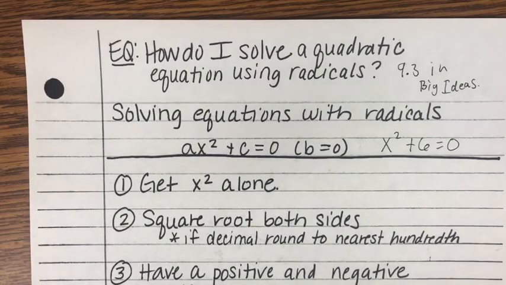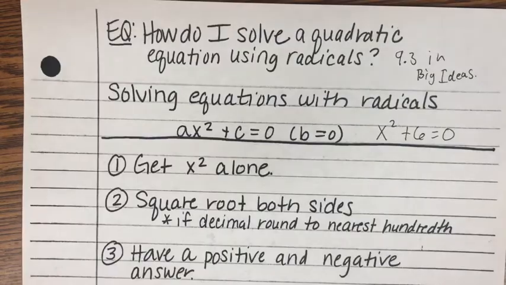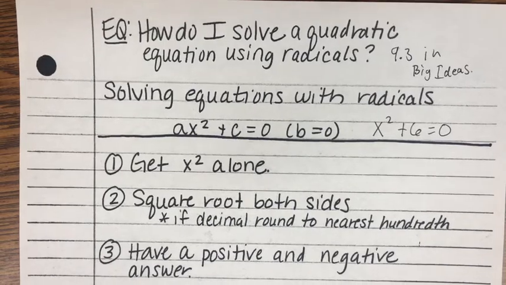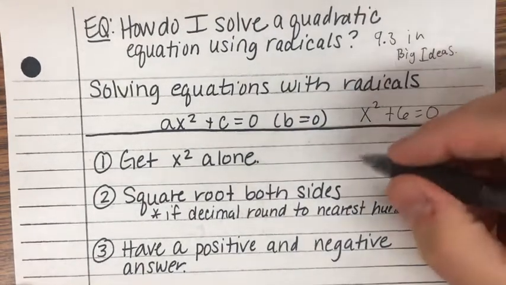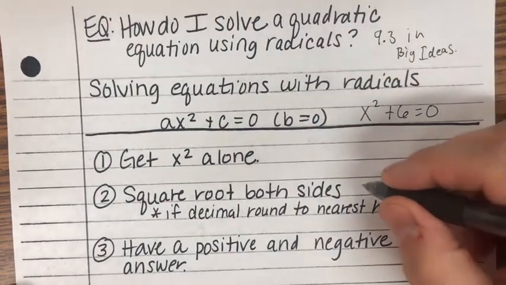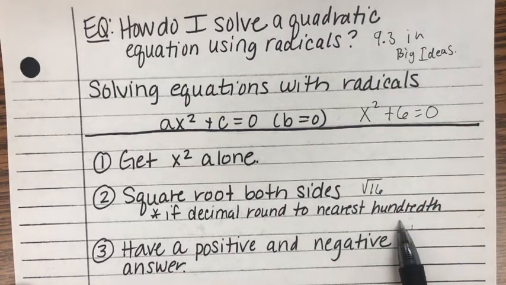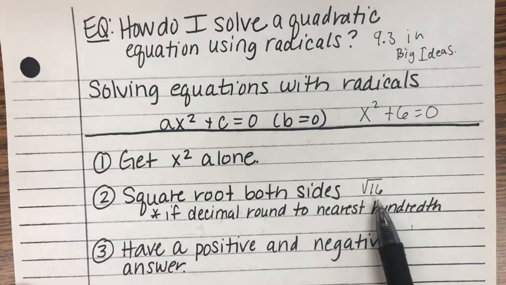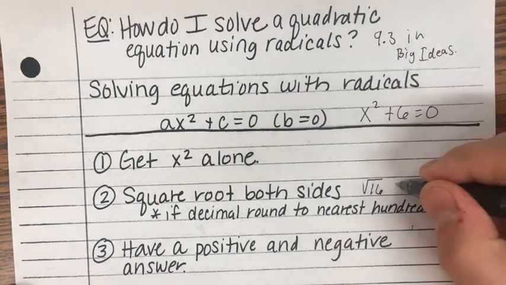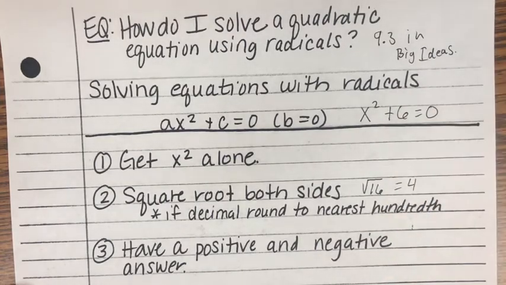And then after that, we are going to take the square root of both sides because the square root undoes squared. When we think about a square root, the square root means what number times itself is that number. So if I take the square root of, let's just say, 16, we're looking for what number times itself is 16. And in this case, that would be 4, because I just wrote it as the square root of 16.